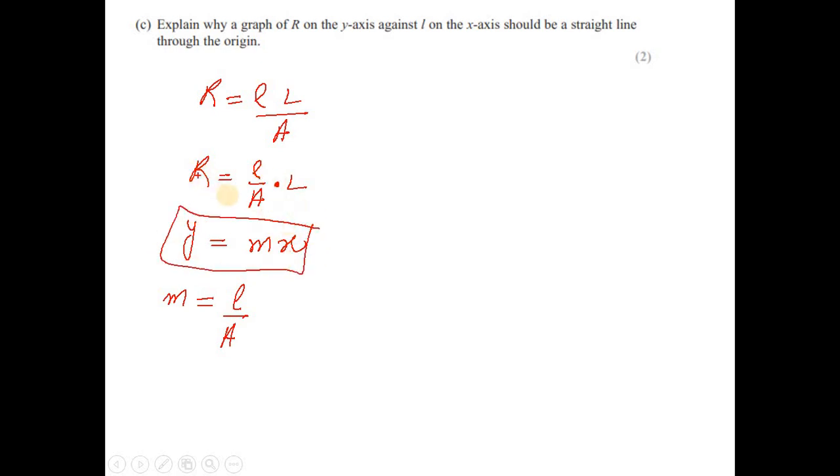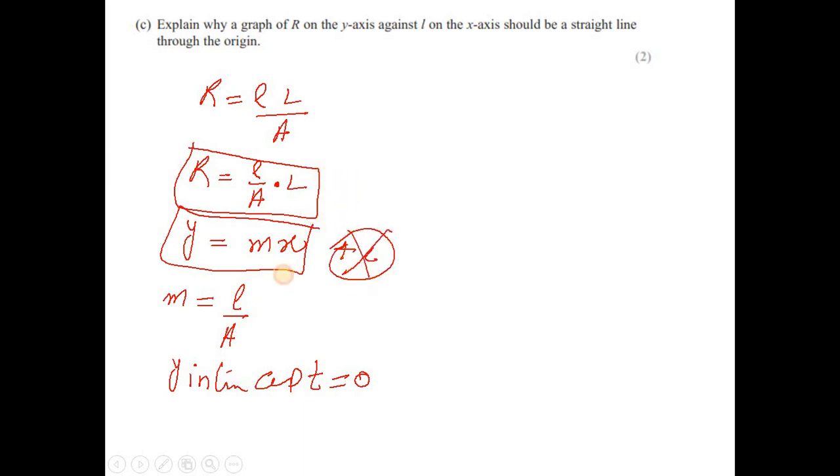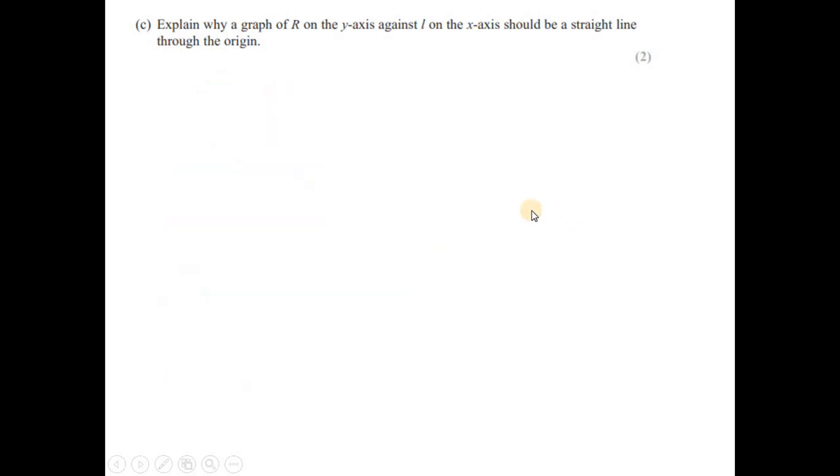So you need to say that this is the equation of a straight line, R against L, passing through origin with gradient rho by A. As it is passing through origin, your y-intercept is of course 0. There is no C, like plus C, involved in this equation, so it is passing through origin.